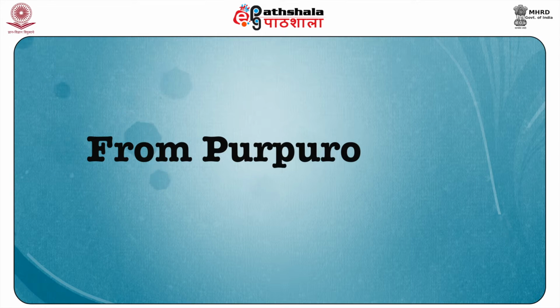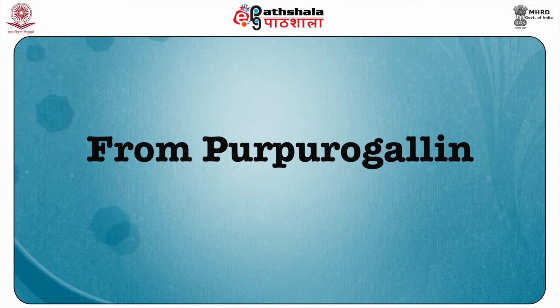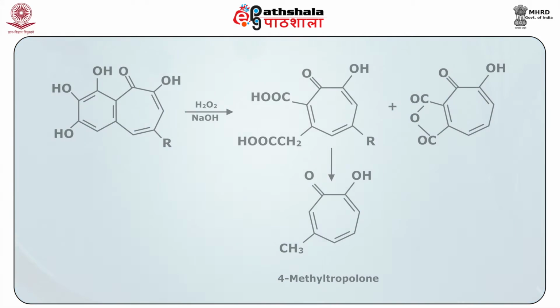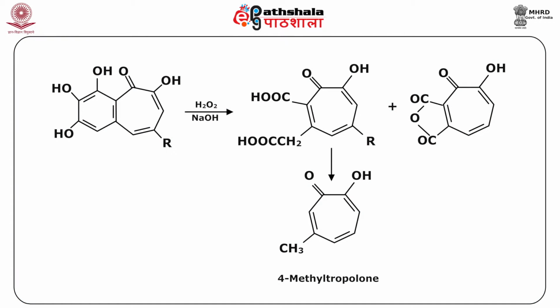Another method to produce these molecules is from purpurogallin. Pyrogallol is used for the synthesis of purpurogallin. The oxidation of this purpurogallin provides a 30 to 35% yield of a dicarboxylic acid derivative with small amounts of other products. The acidic derivative then loses carbon dioxide at its melting point and is smoothly converted to 4-methyltropolone.